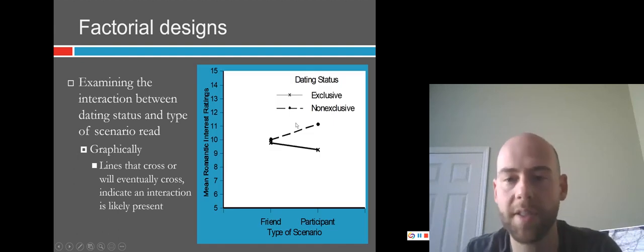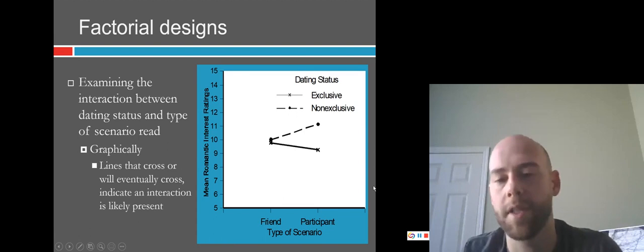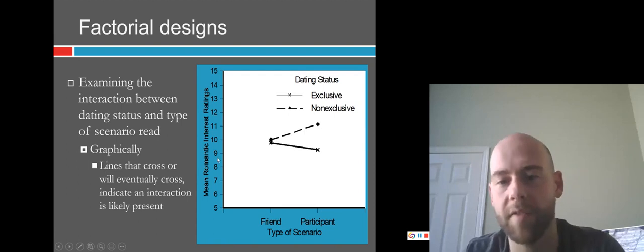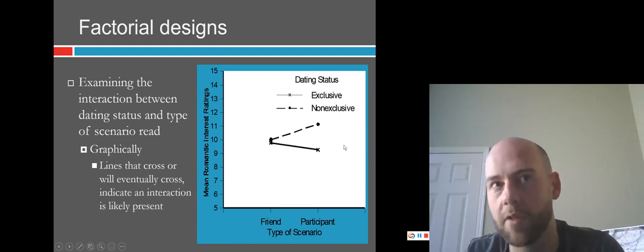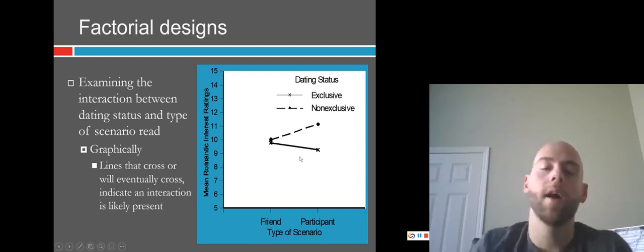So what I mean is this. This is the data from that Bazzini and Schaefer study. Sometimes people say it looks like an alligator mouth or a Pac-Man or something like that. But it might look like a V on its side, or an X if these things crossed all the way. But if you have anything that is crossing or looks like it's going to cross, that's a pretty good indication that there's an interaction going on. If you had parallel lines, then that would indicate that there was not an interaction, because the differences within conditions for a particular variable don't depend on another variable, basically.